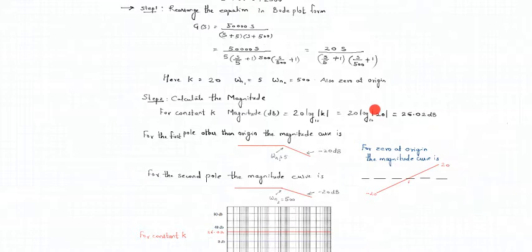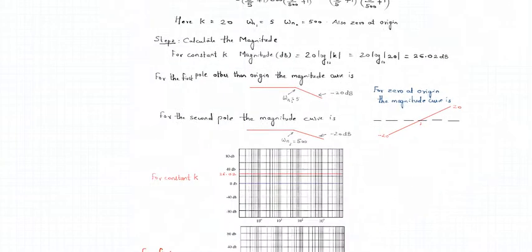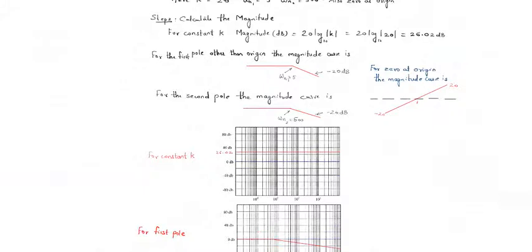So now we have all the four magnitudes with us. We know the magnitude of the constant. We know the magnitude of the poles other than at 0. We know the magnitude for the given 0 of the system. So we will now plot each of them separately on the semi-log graph paper. So this is the semi-log graph paper.